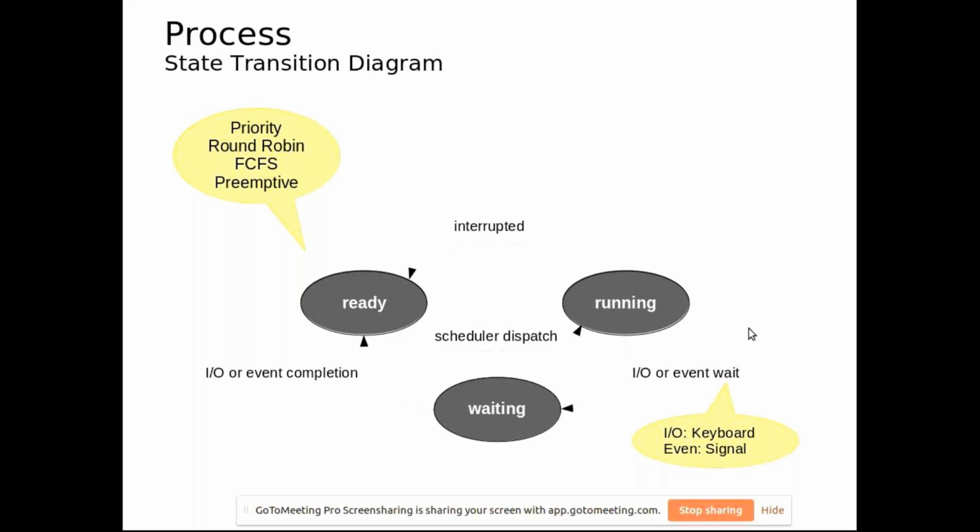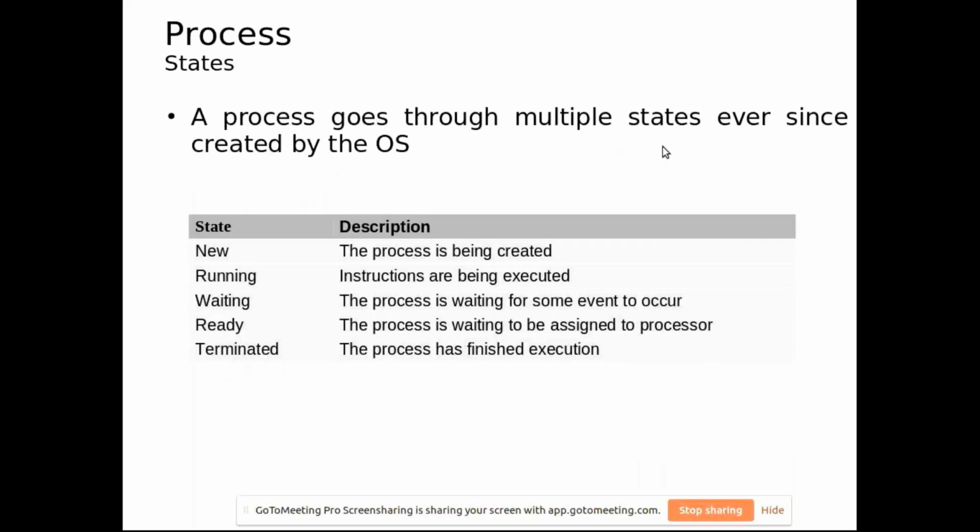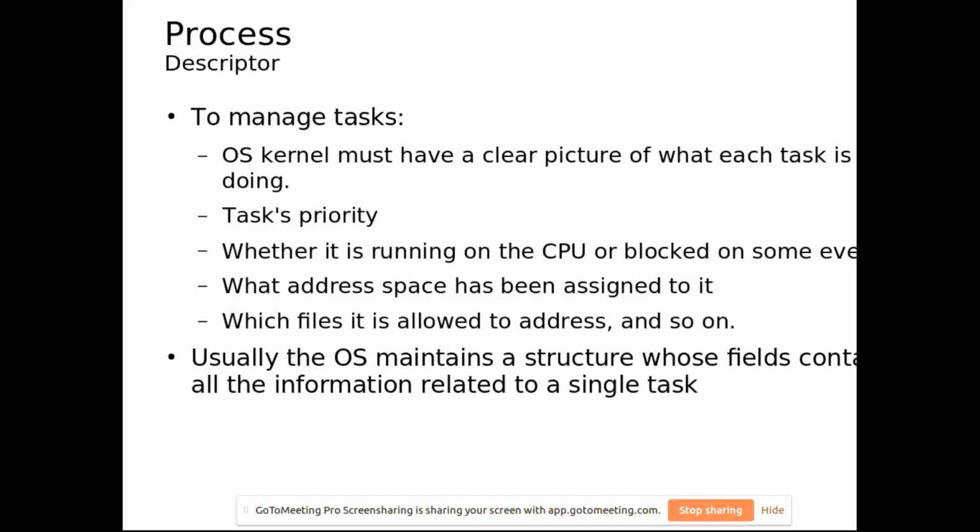So task management covers the task priority, whether it is running on the CPU or blocked on some event, what address space has been assigned to it, which files it is allowed to access, and so on. So usually the OS maintains a structure whose fields contain all the information related to the system task.